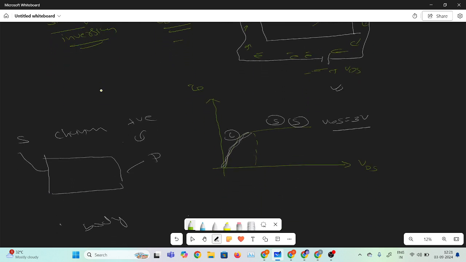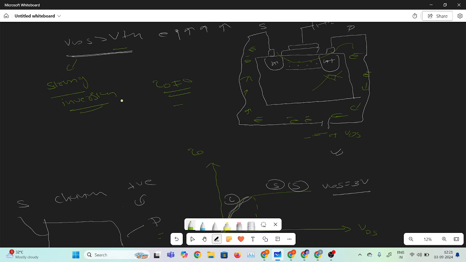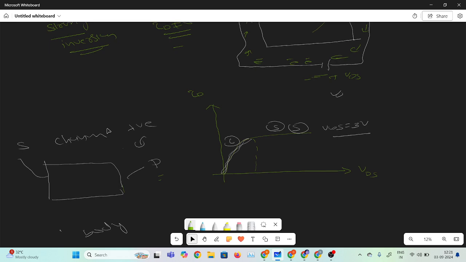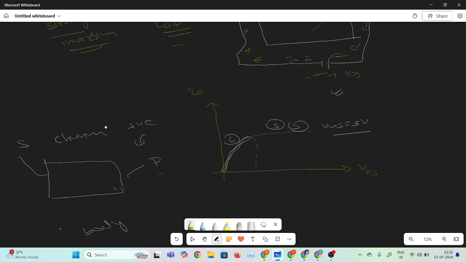So if we apply more VDS voltage, even if we apply a small amount of VDS value firstly, there is a penetration of the depletion layer which happens. Actually here the depletion layer will be formed like that. The depletion layer will form like that.